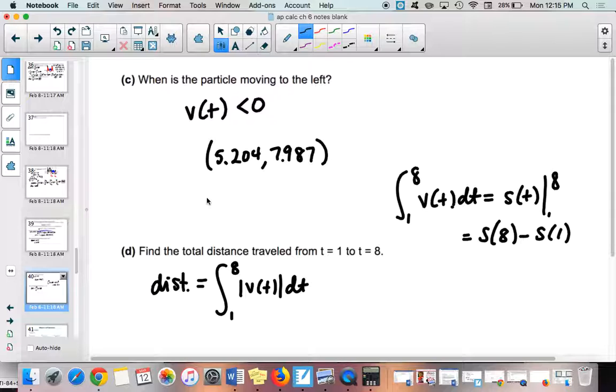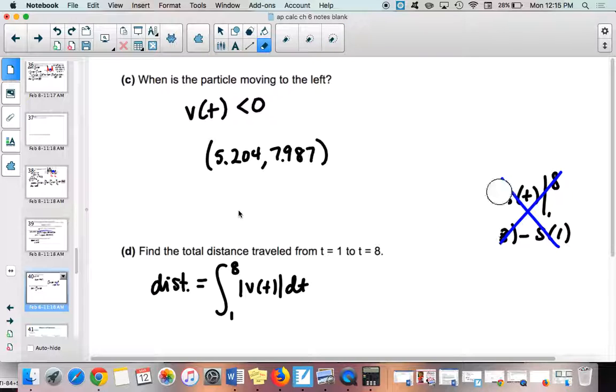Think about the cross-country example. If I did my final position minus my initial position, I get 0, right? But I didn't go a distance of 0. I went a distance of 7 miles, right? So be careful with that. If you have absolute values, I would not do this, okay? I would actually find the velocity function and find the absolute value of it when you're going through there. So just be careful with things like that.